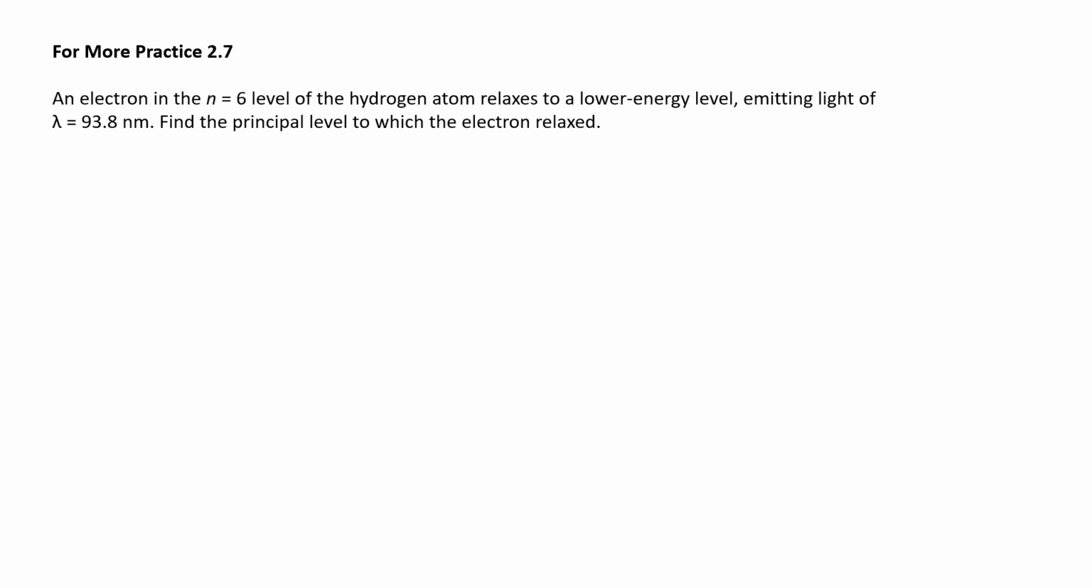So the problem states that we have an electron in the sixth principal level, and the electron is going to relax to a lower energy level, and as it does so, it's going to emit a light with a wavelength of 93.8 nanometers, and our job is to find out what level, what orbital it relaxed into. So let me show you how I work this problem.